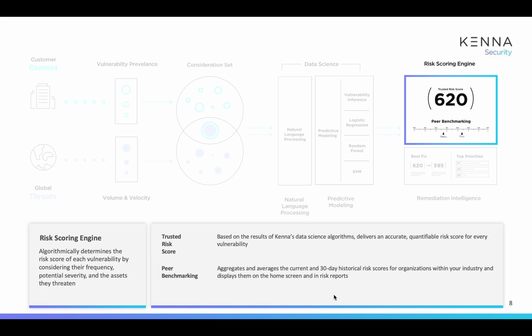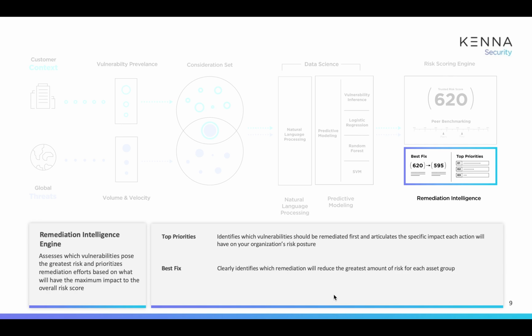Kenna also shows you the average current and recent historical risk score for all of your industry peers. This enables you to understand how your risk score compares with the rest of the industry so you can make more informed decisions about your security programs and ensure that you're keeping pace.